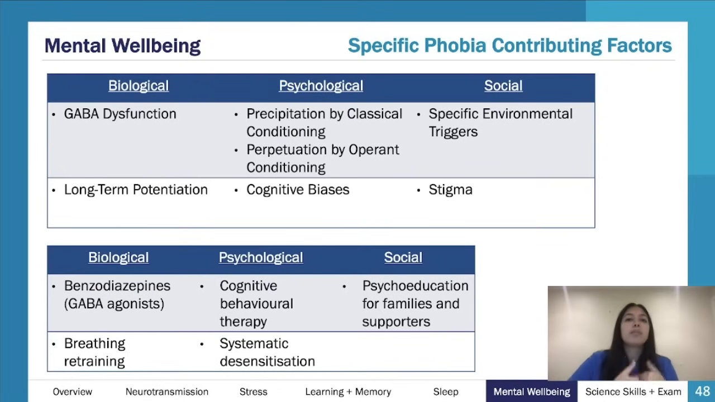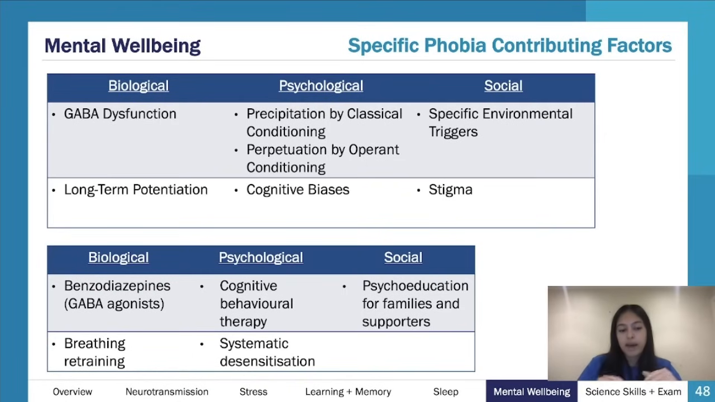So therefore, I'm going to be more likely to do that behavior. I'm going to be more likely to say no to go to the park. I'm going to be more likely to stay home. I'm going to be more likely to do anything I can to avoid this phobic stimulus. And that's that idea of negative reinforcement. So that's what can perpetuate a specific phobia.